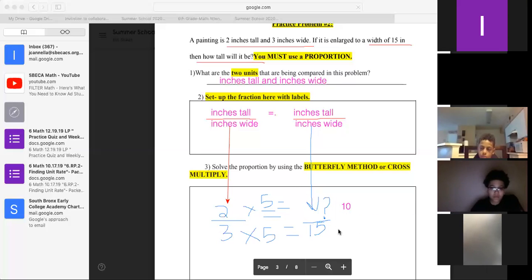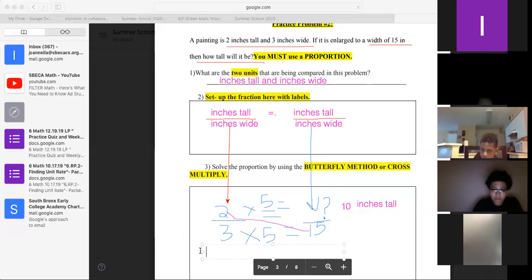Now let me show you why this works with the butterfly method. If I was to cross multiply, 15 times 2, I would get 30. 30 divided by 3 would give me 10. So it's the same thing. So this would actually be 10 inches tall. We're going to write in the box that the answer would be 10 inches tall.